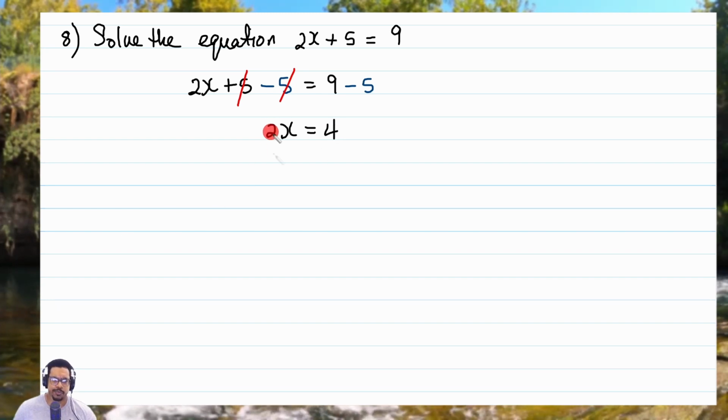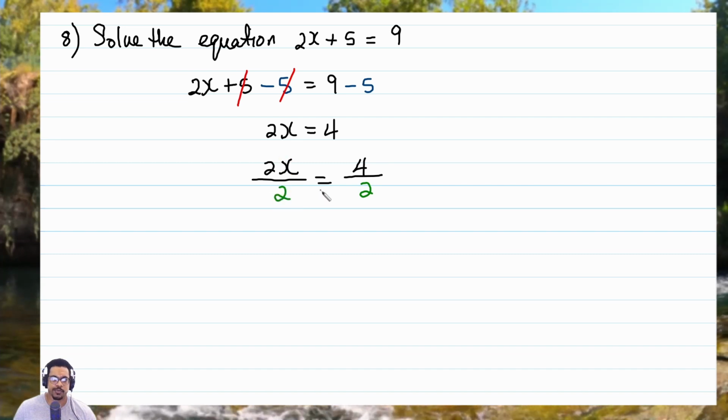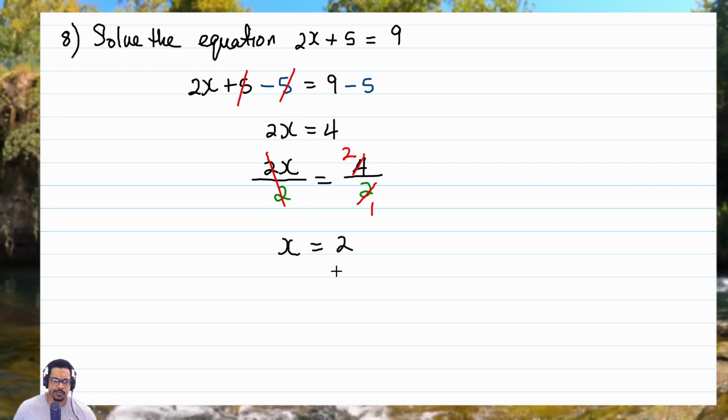Next, to get rid of the 2, we'll divide both sides by 2. So we'll have 2x divided by 2 is equal to 4 divided by 2. And these 2's will cancel out each other. And then we'll have 2 into 2, 1, and 2 into 4, 2. So we'll have x is equal to 2.